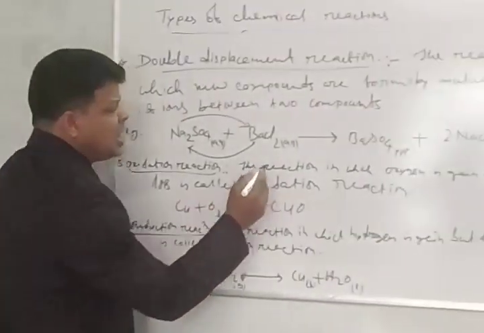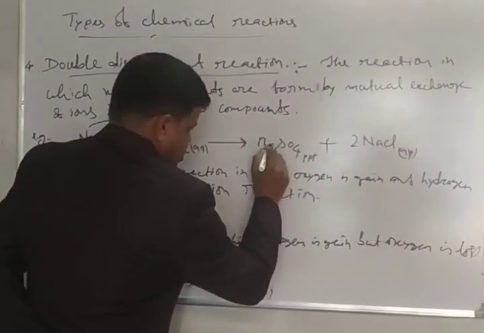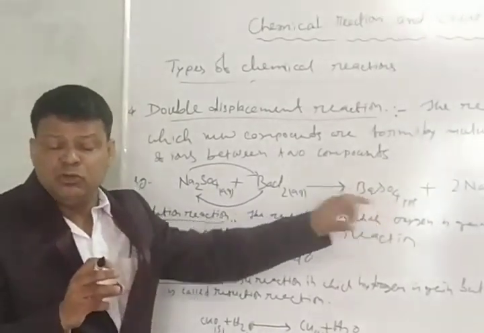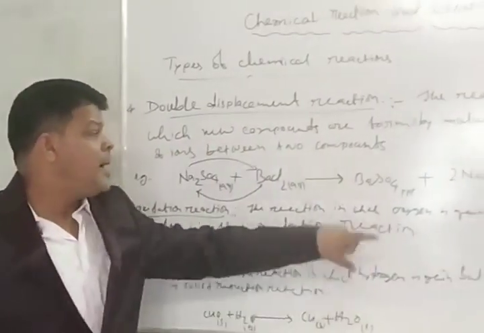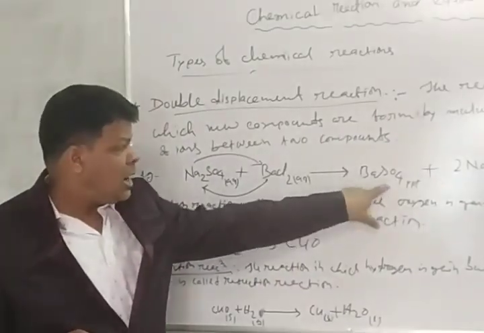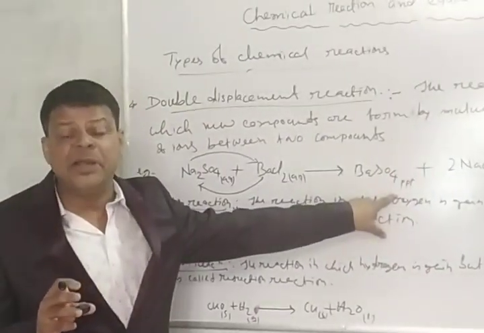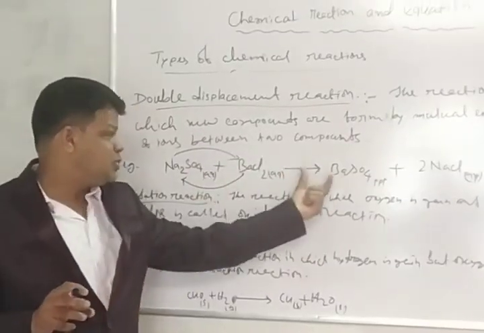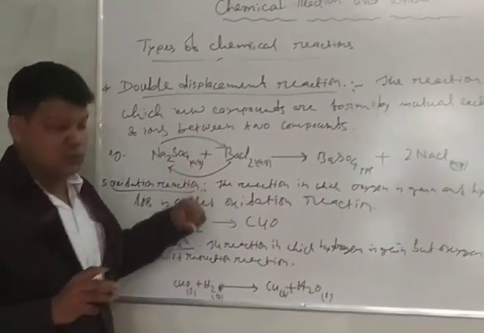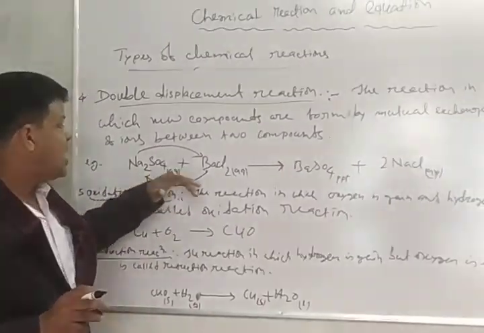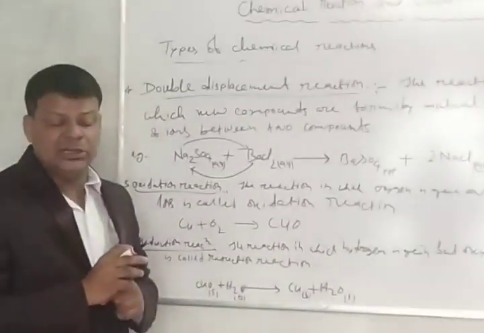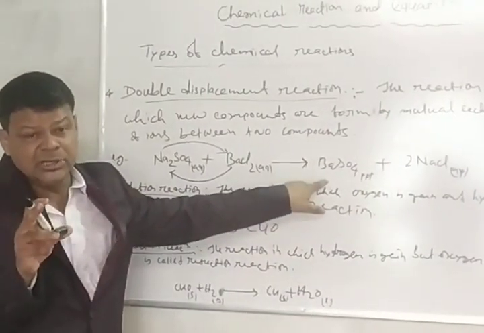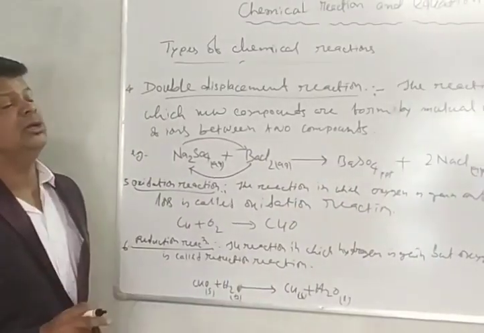As a result, the insoluble substance barium sulfate, which is not soluble in water, forms a distinct clear layer, which you can also call precipitate of barium sulfate. A question may be asked from this reaction: what will be produced when sodium sulfate and barium chloride react with each other? Then you have to say the precipitate of barium sulfate is produced. What is precipitate? That substance which is not soluble in water.